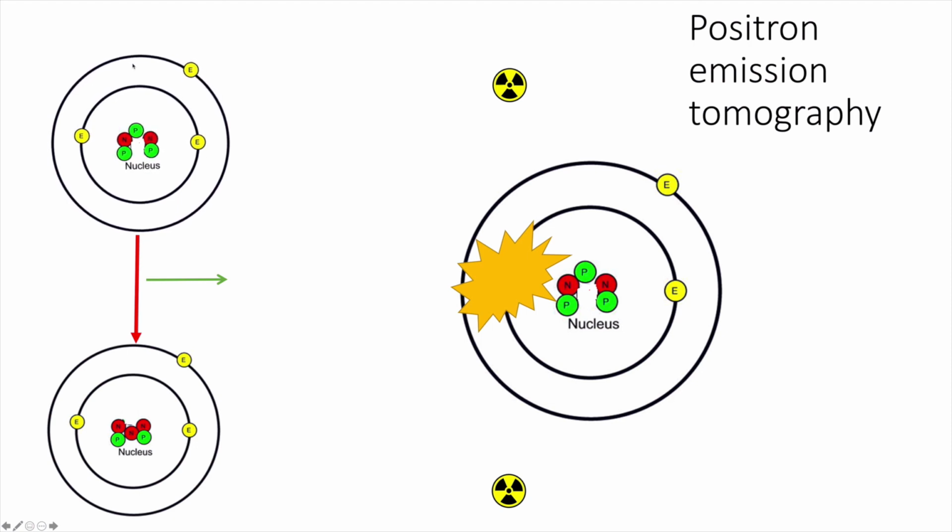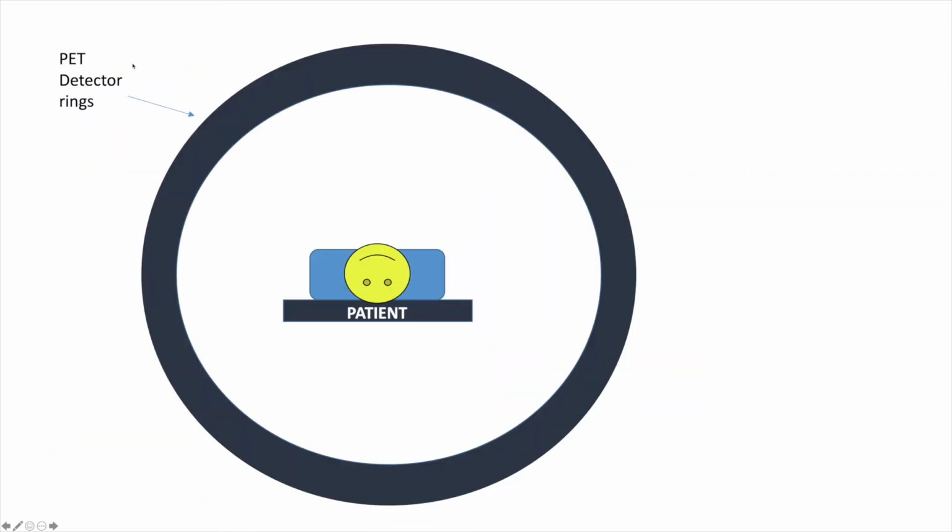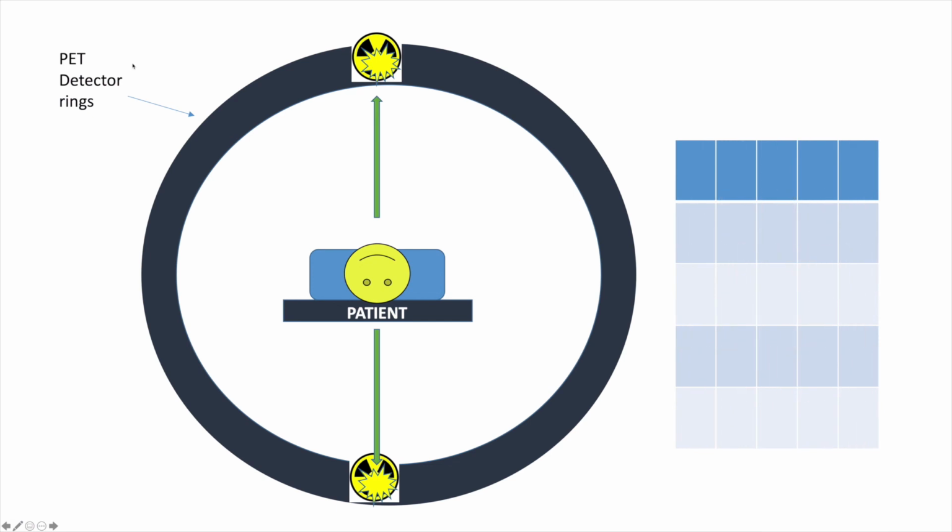And these gamma photons have an energy of 511 kiloelectron volts pretty much every time. So when these gamma photons are released from the annihilation, they leave the patient in opposite directions, and they reach opposite ends of the detector rings at the same time. And when they do, it's called a coincidence, and this coincidence gets registered on an imaging matrix as a position.